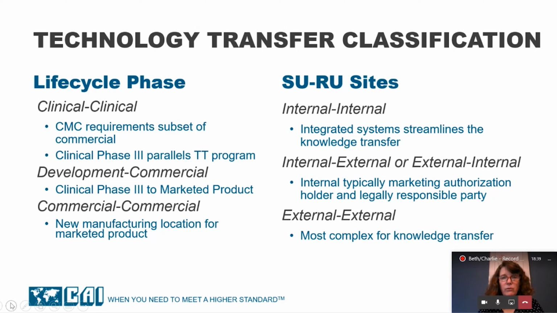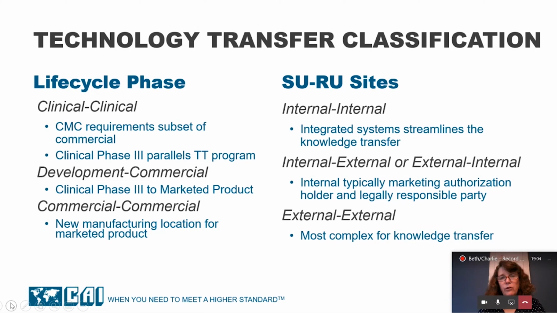However, the only consideration for internal to internal is you might want to consider the impact if you're going global with that. For instance, if you're moving from a US site to an EU site or an Asia site, those tech transfers have to then incorporate the considerations for language barriers, maybe communications, and also interpretations of the quality management system.